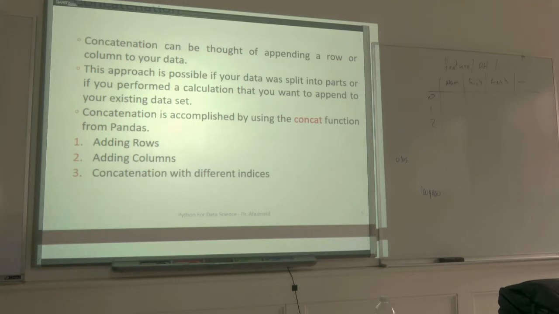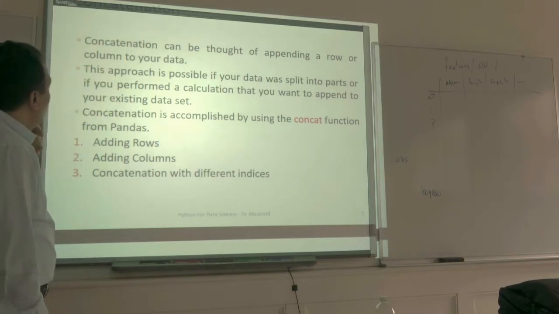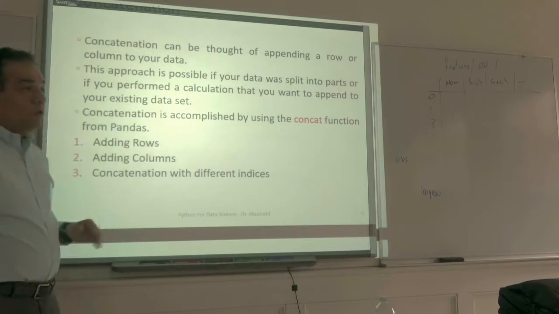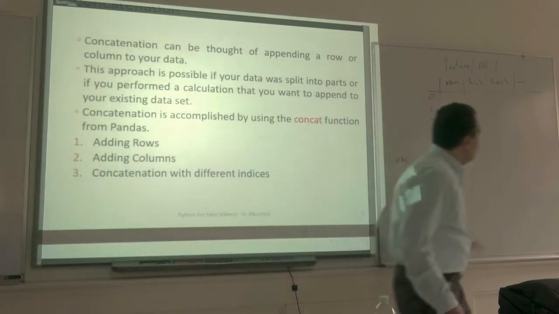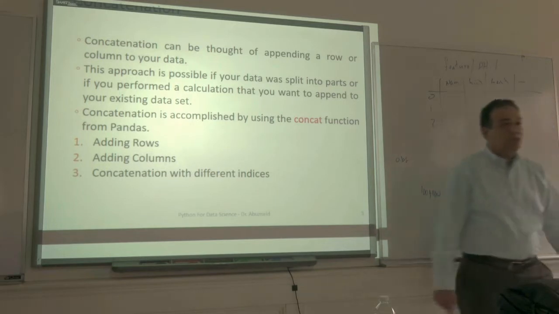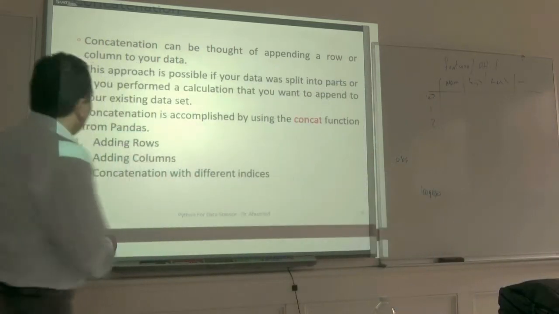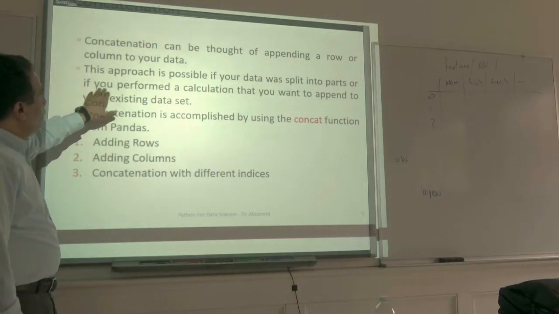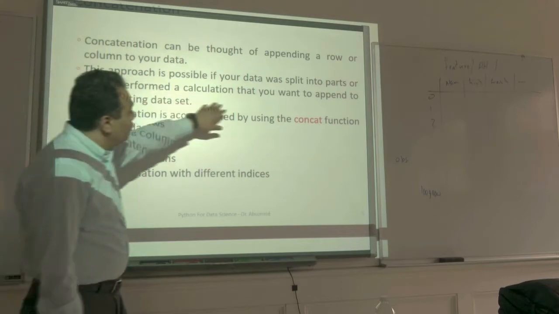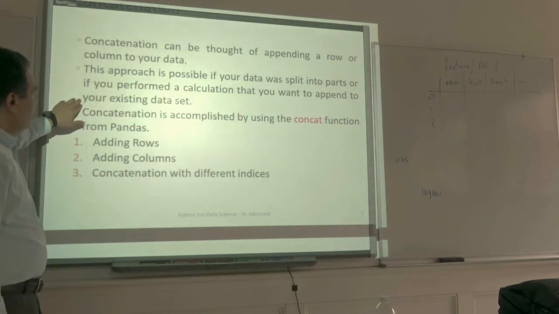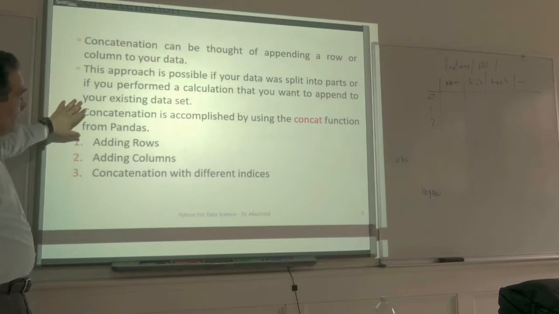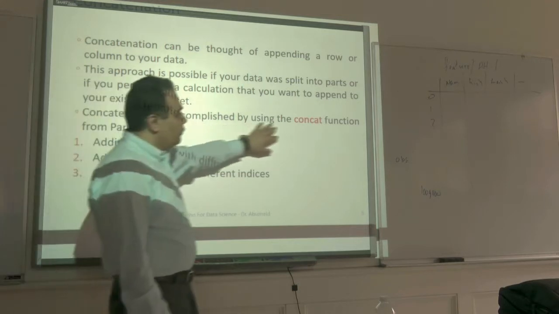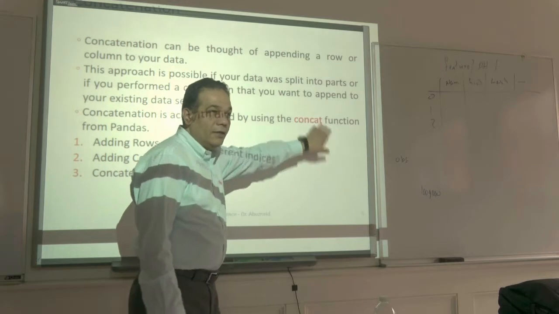So the first thing we do is concatenation, to concatenate tables. Concatenation can be thought of as appending a row or a column to your data. You have a table, you need to add more rows or add more columns to it. This approach is possible if your data was split into parts, or if you performed a calculation that you want to append to the existing data. There is a function for it called concat to do that.